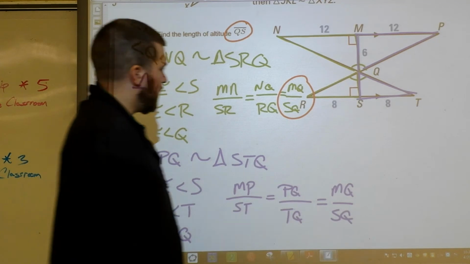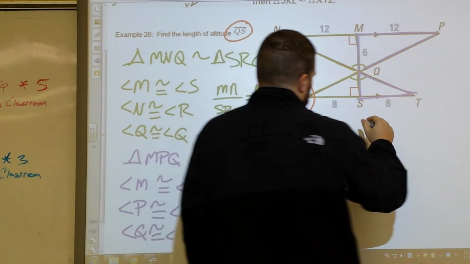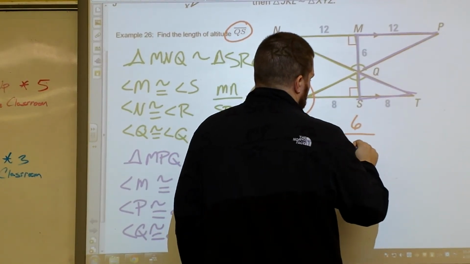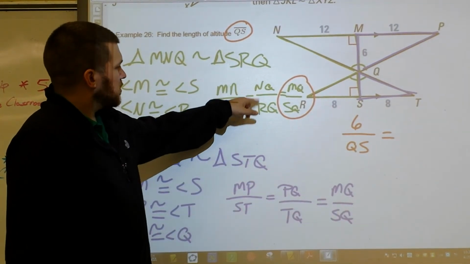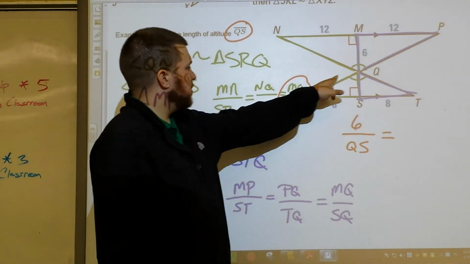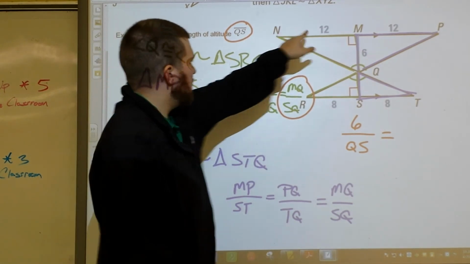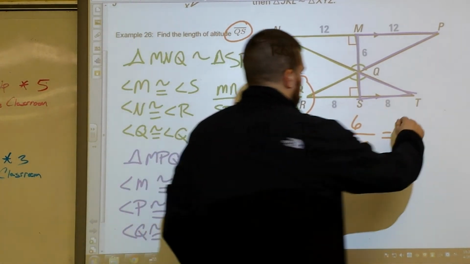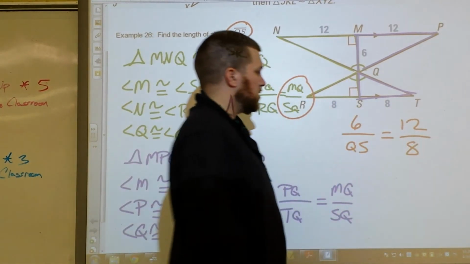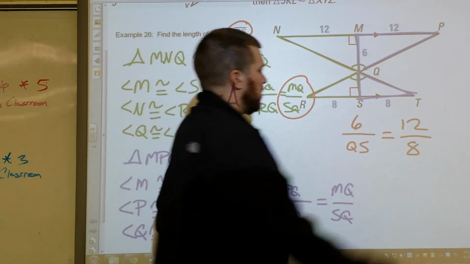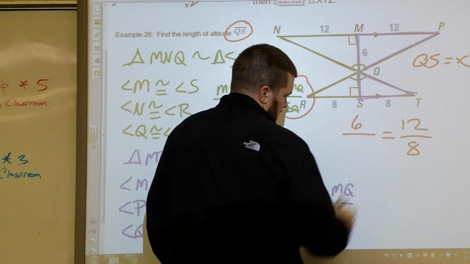Well, QS is what I'm trying to find, so I'm looking for MQ. MQ is right here, so that's 6. So I have 6 over QS is equal to, all right, now, NQ and RQ. Do I have RQ? Nope, I don't have that. NQ, I don't have that. So let's go to something else. I have MN, which is 12, over RS, which is 8. Okay, so now I have everything I need. Instead of QS, I'm going to call QS equals x temporarily. So I'm going to put an x here just so it looks a little bit nicer.